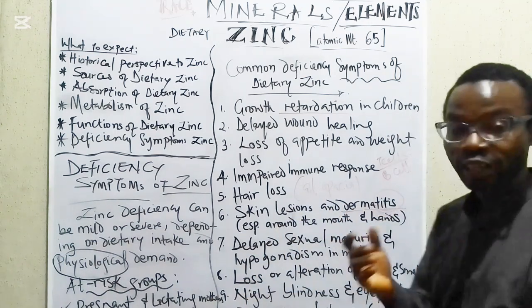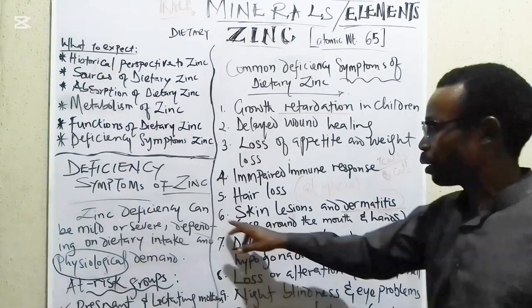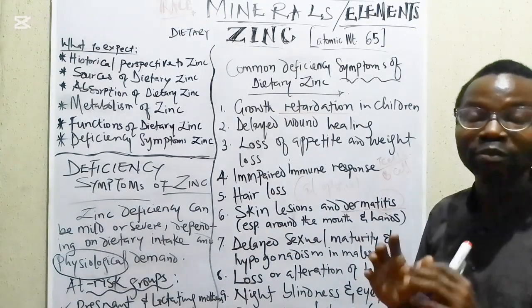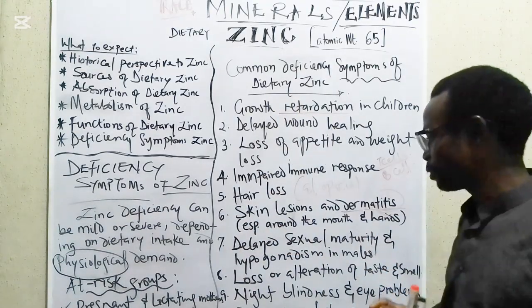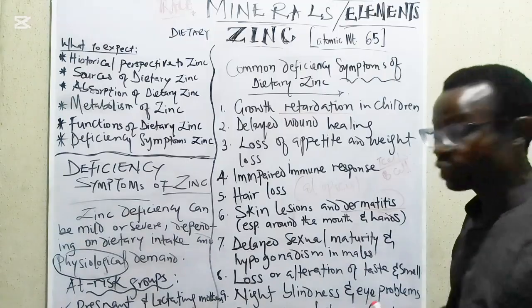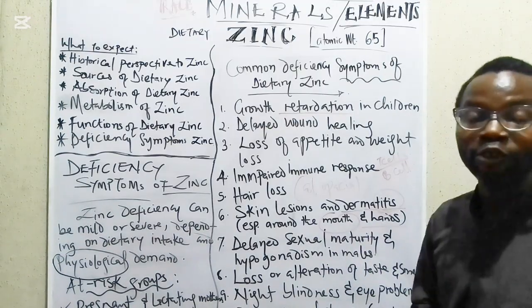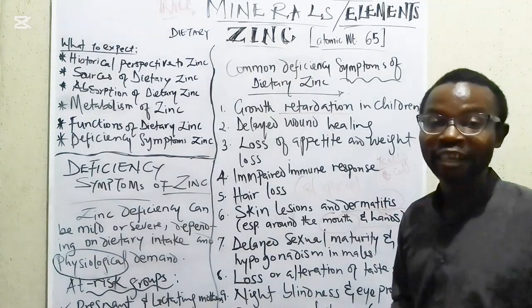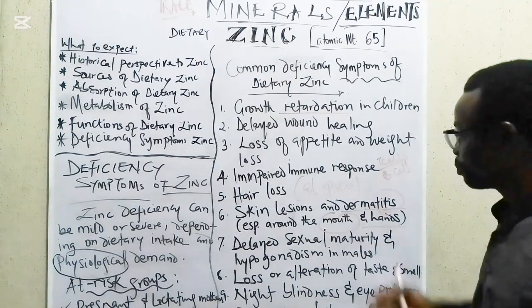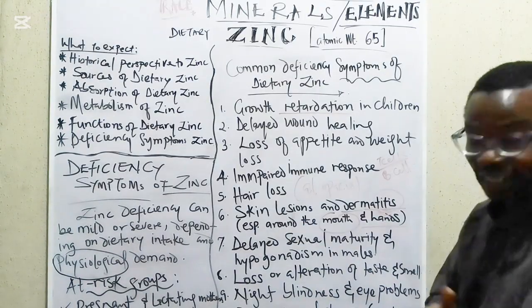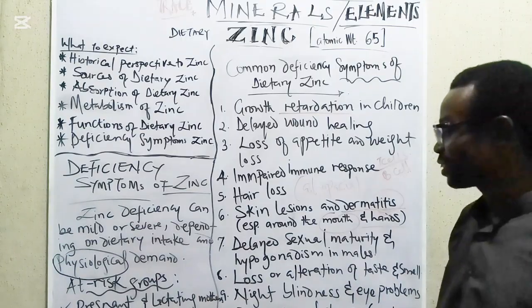So the swelling of certain parts of the skin can be prevented by having enough quantity of zinc in the diet, especially around the mouth and the hands. So enough quantity of zinc in the diet actually helps prevent alopecia, skin lesion, cutting, and dermatitis.